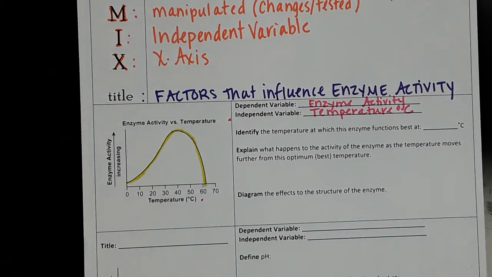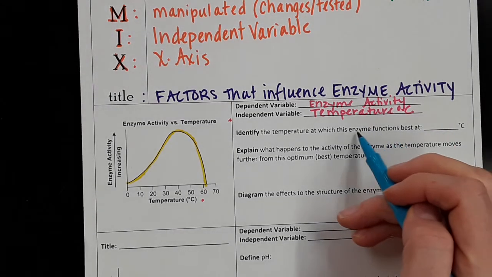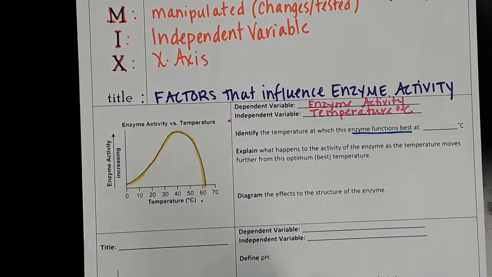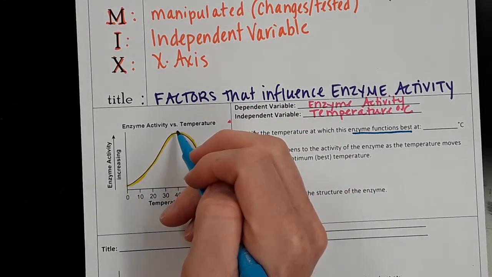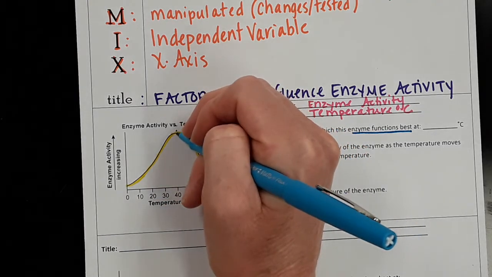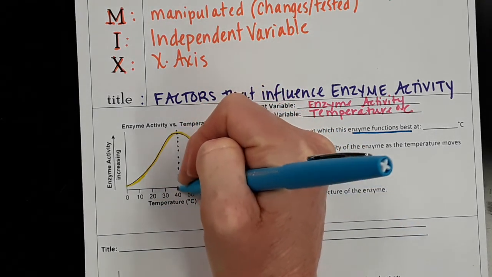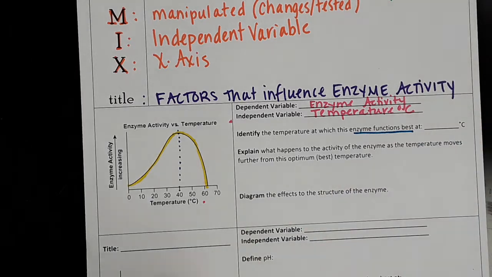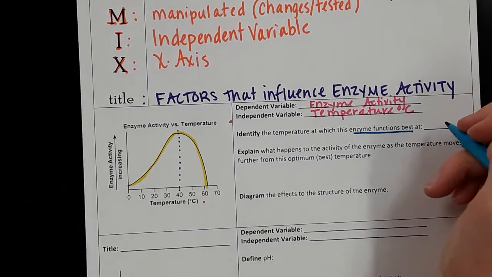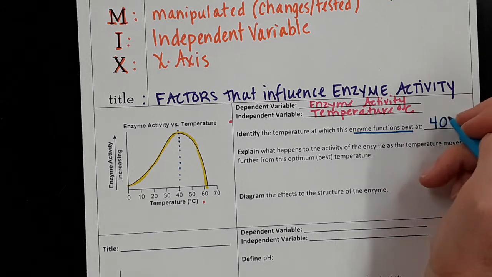So I want to take a minute and identify at what temperature the enzyme functions the best. When is it functioning at its optimal or best range? I'm just going to look here. I have the most activity right up here. And if I follow that line down, that's going to be around how many degrees Celsius? That's right, 40 degrees Celsius.